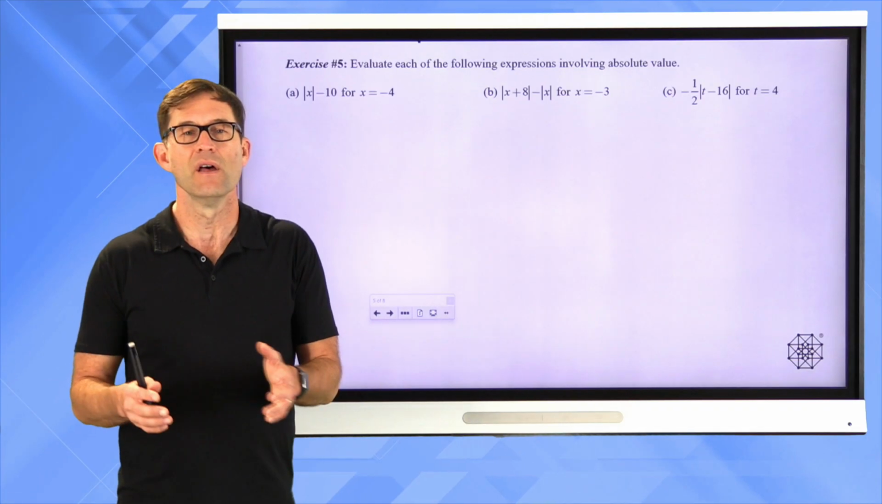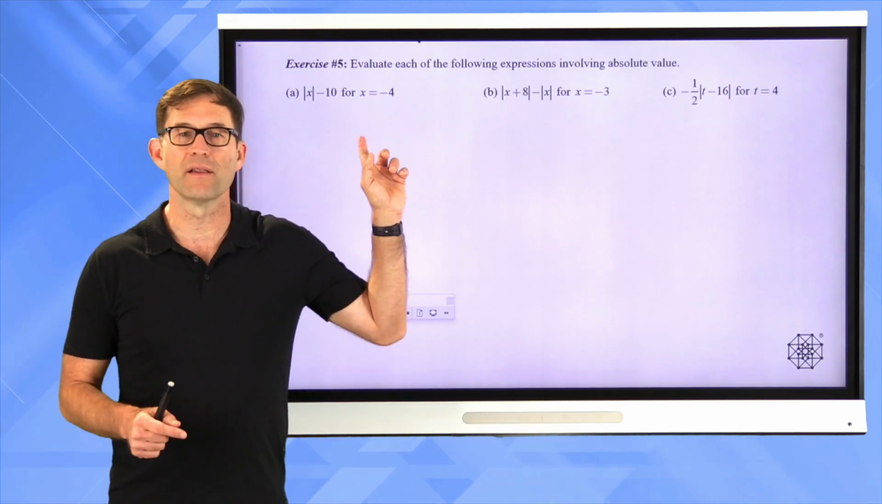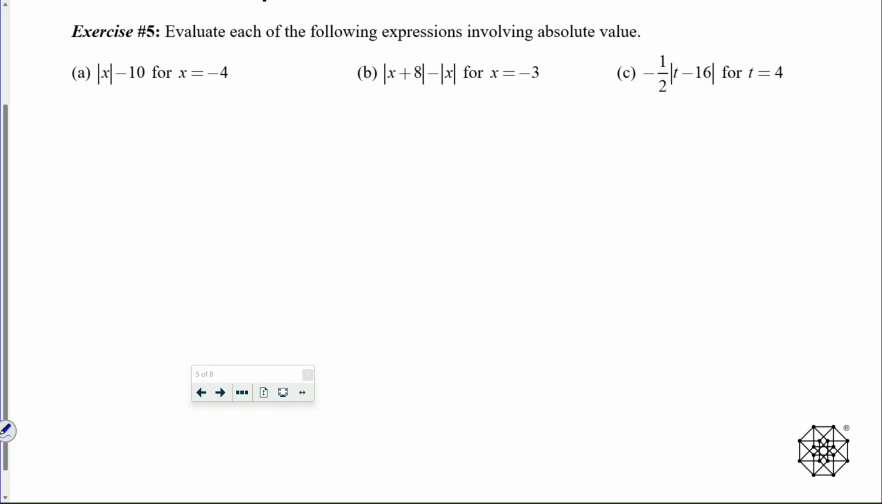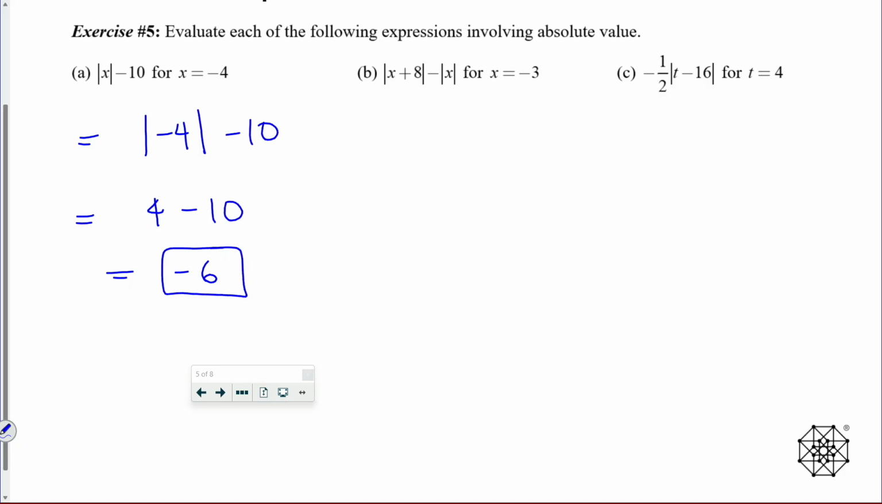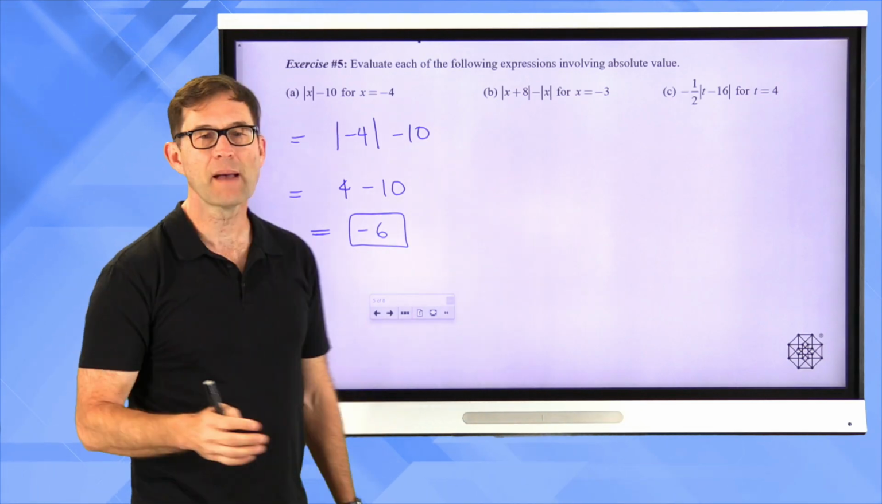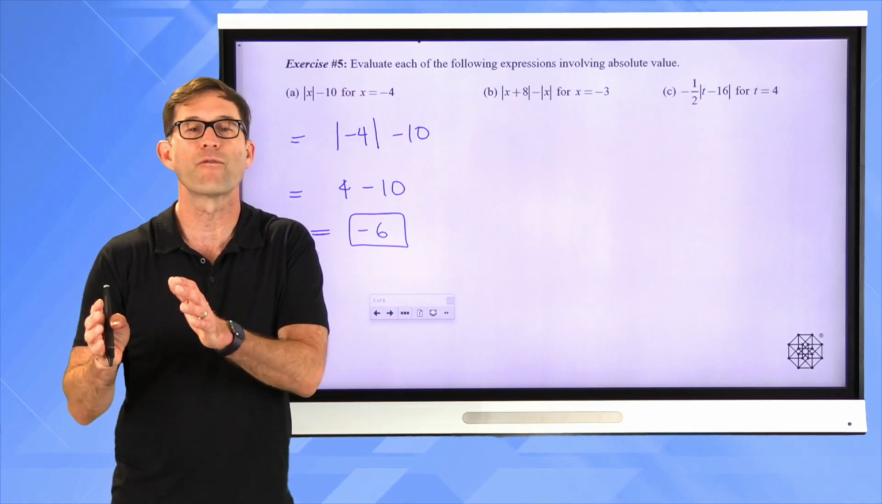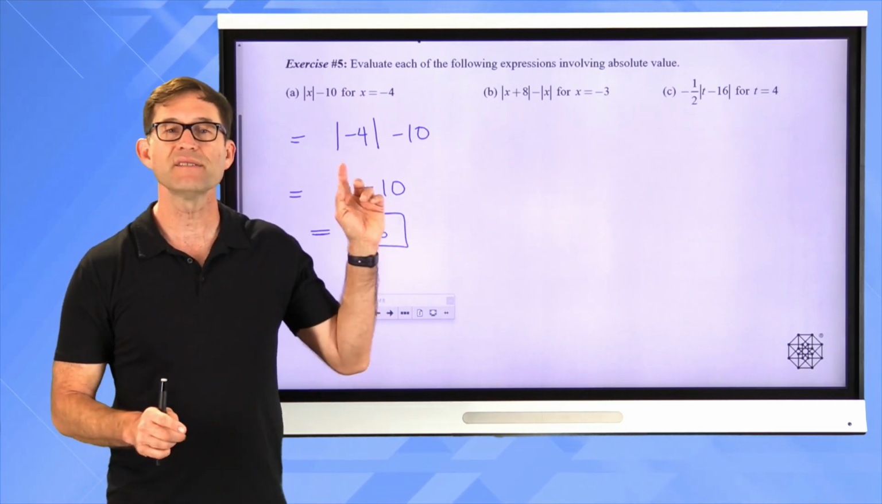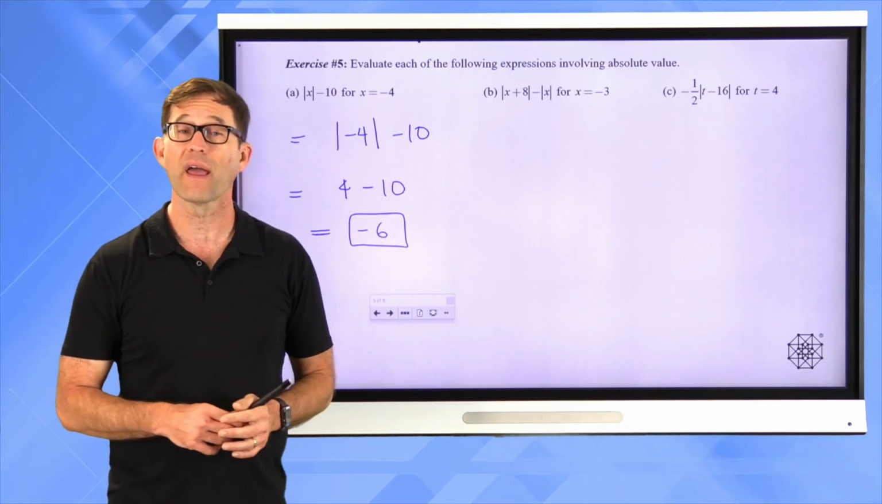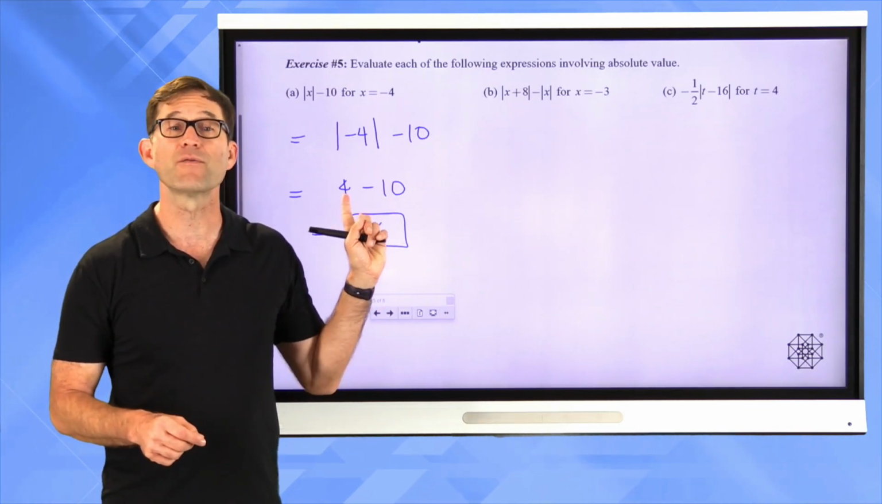All right, so let's review a little bit about absolute value by taking a look at this problem. If I'm going to evaluate this expression when x is equal to negative 4, I'm going to put negative 4 in here. And the absolute value of negative 4 is simply positive 4. So then I get 4 minus 10, and that's negative 6. All right. So keep in mind, the absolute value is the size of a number. It's how far it is from the number 0. So the absolute value of negative 4 is 4 units from 0.